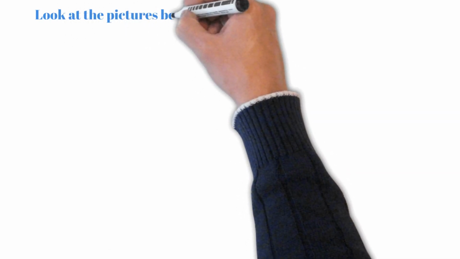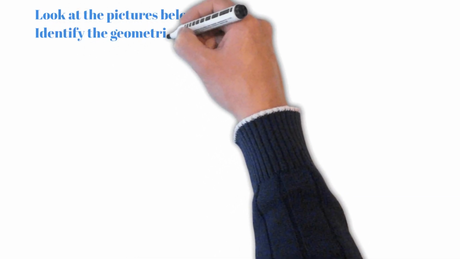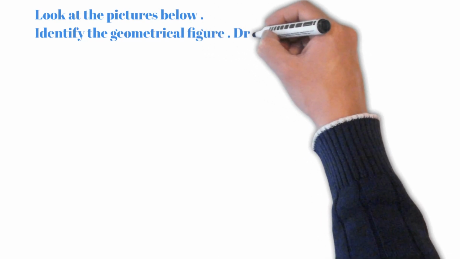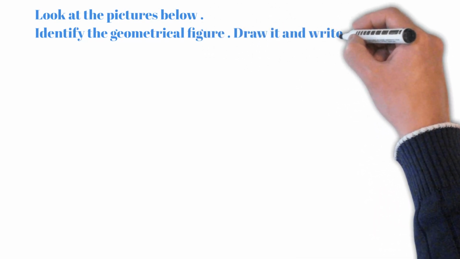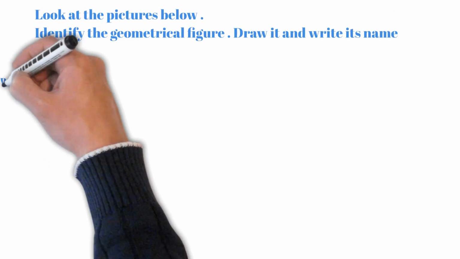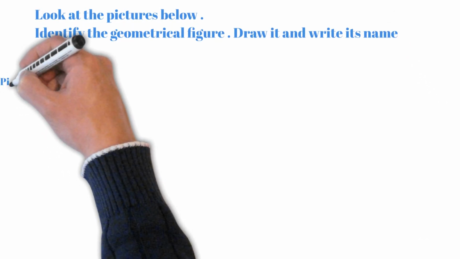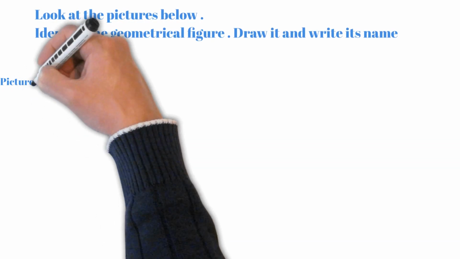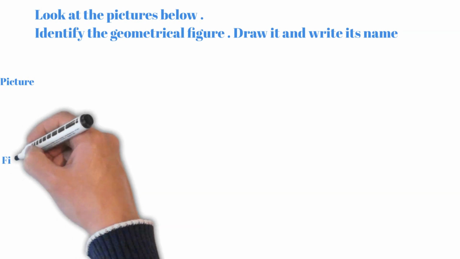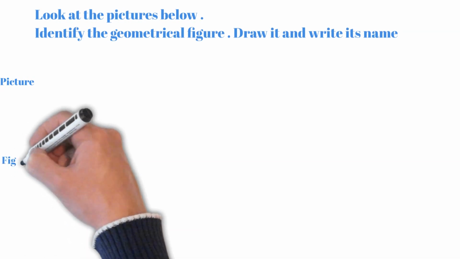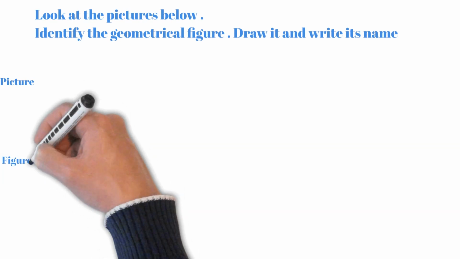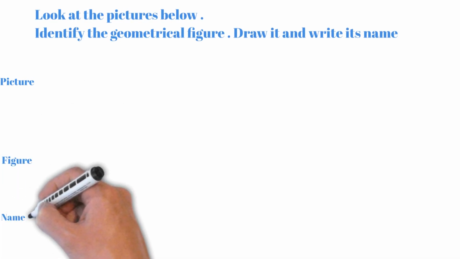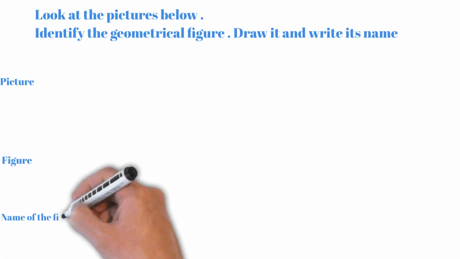Now let's look at one of the activities given in the first section of the textbook. Here you'll be given some pictures. You have to identify the shape of each picture and write the name of that shape or figure. I'll do the first one for you, and for the next pictures, I'm expecting you to write it on paper and then cross-check the answers afterwards. You'll have the picture, the figure, and the name of the figure.